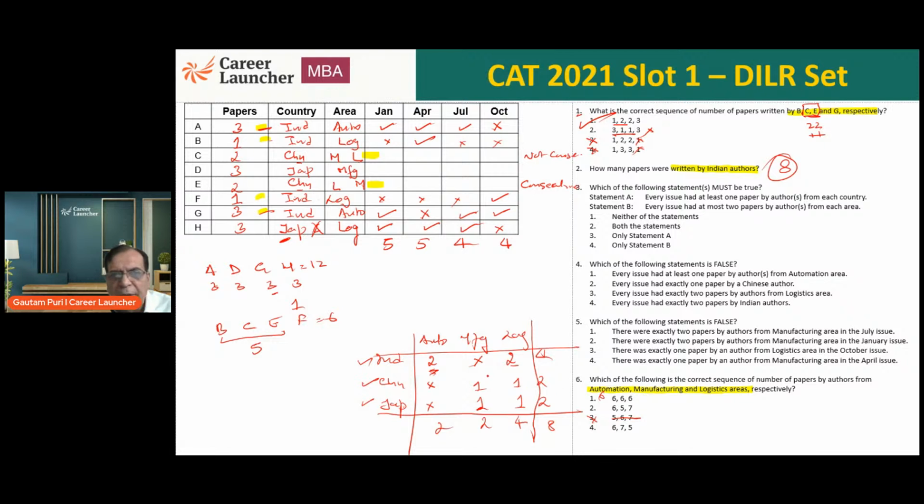Okay, let me look at manufacturing. Manufacturing is 1 Japanese and 1 Chinese. The Japanese has 3 papers, and the other is either C or E, but both of them have 2 papers each. So manufacturing has to be 5. It is either 3 plus 2 or 3 plus 2. Either way it is 5, so it does not really matter. Manufacturing is 5. Correct answer, choice 2. So we have done question number 6 also.